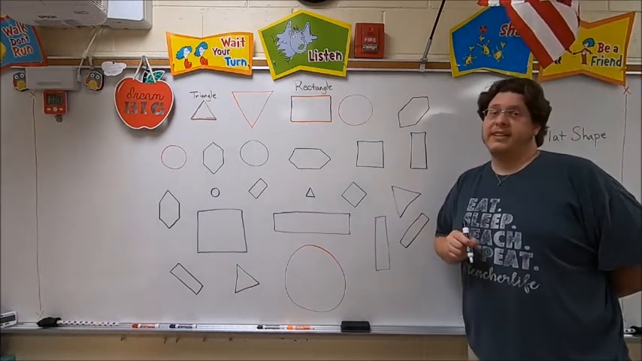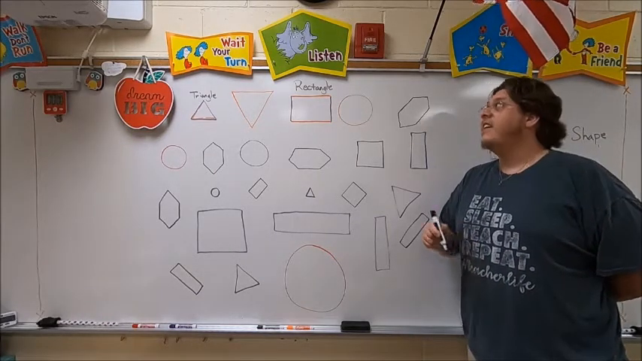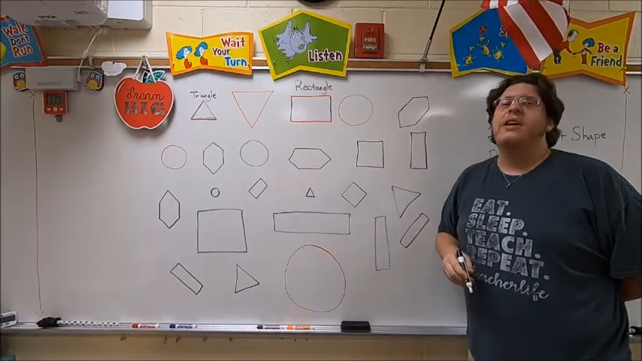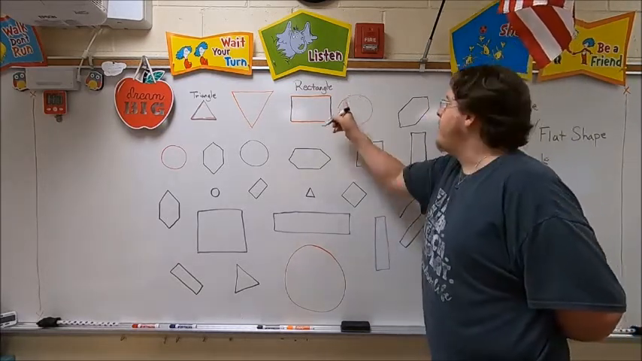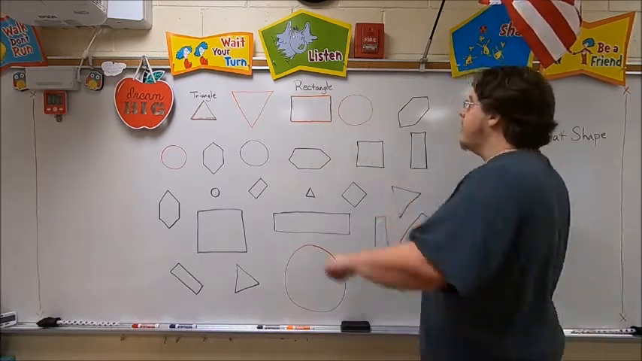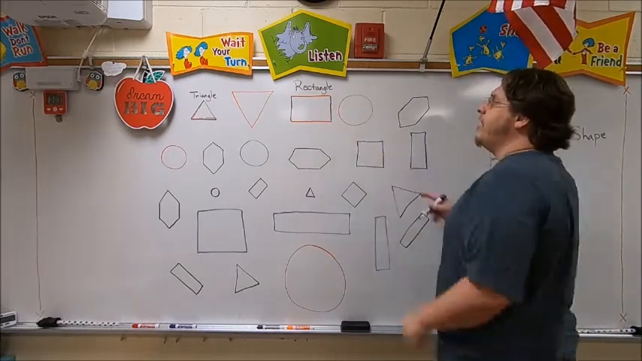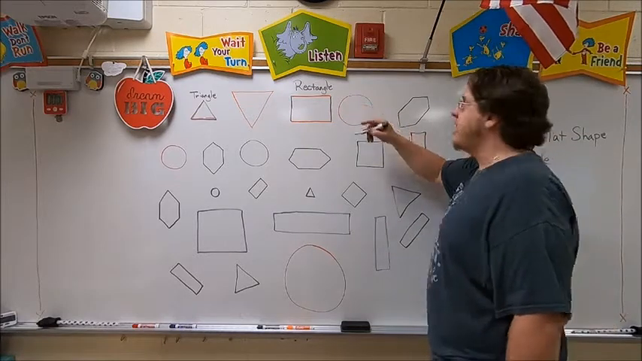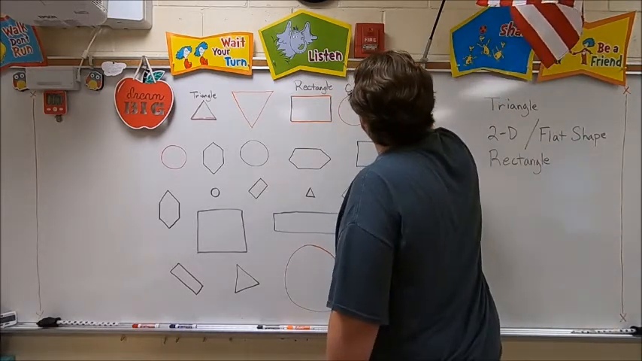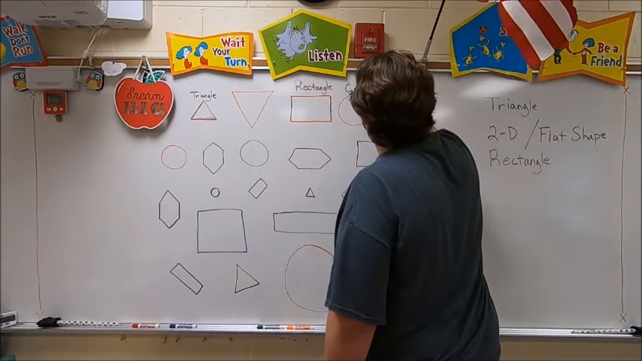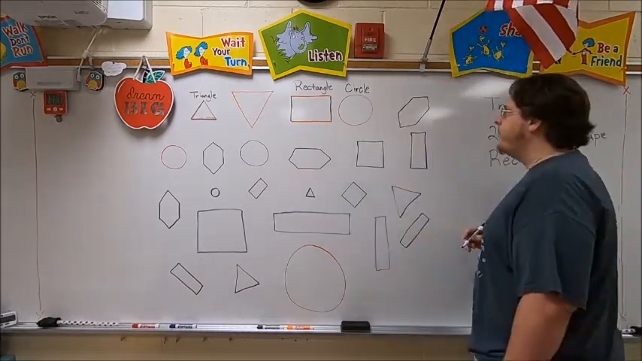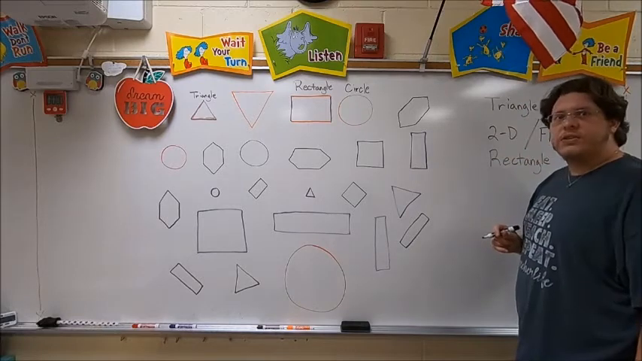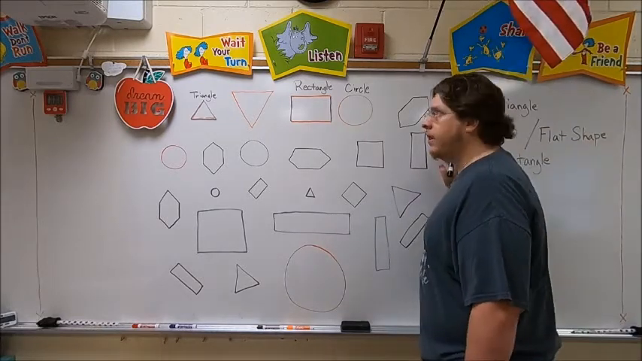what do you think it's going to be? If you said circle, you were right. This one right here is a circle. It's one big long line that goes in a circle and meets itself on the other end. This is called a circle. Circle.